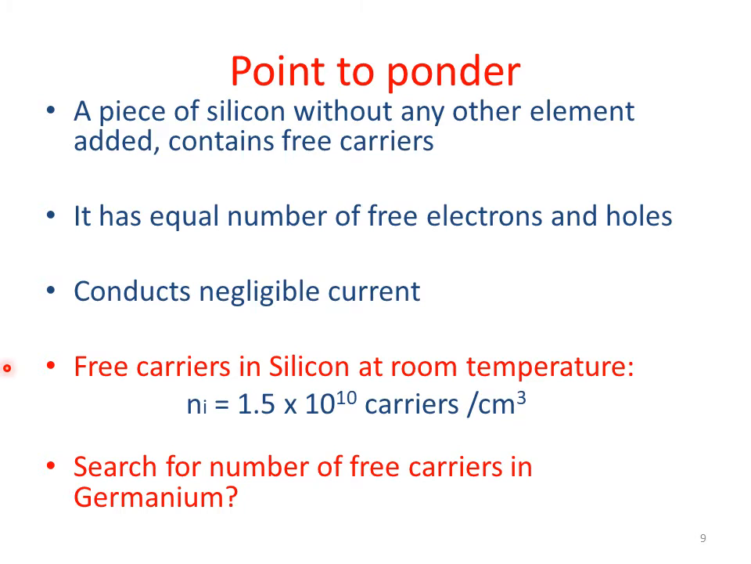It is also important to note that at room temperature the number of free carriers in silicon is not 1, 2 or 3. It is equivalent to 1.5 times 10 raised to the power 10 free carriers per centimeter cube. That means at room temperature, this many carriers are present in 1 cubic centimeter of silicon. This is represented by the symbol Ni, and Ni stands for the intrinsic carrier concentration of silicon.